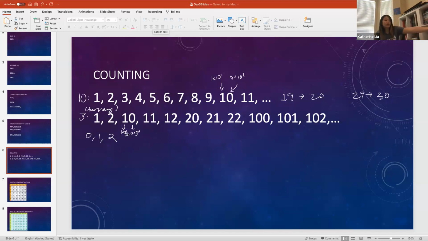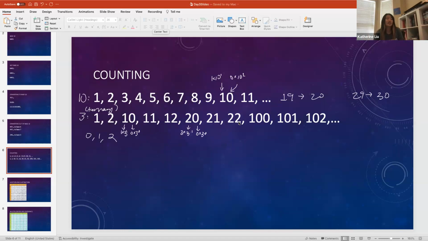And then once we get to 10, we can continue adding 1 to the units digit. So 11, 12, and then now we can't write 13 because there's no such thing as 3. So we have to carry again. So now it becomes 20 because this is 2 times 3 to the 1, and then 0 times 3 to the 0. Okay, and then we go 21, 22.